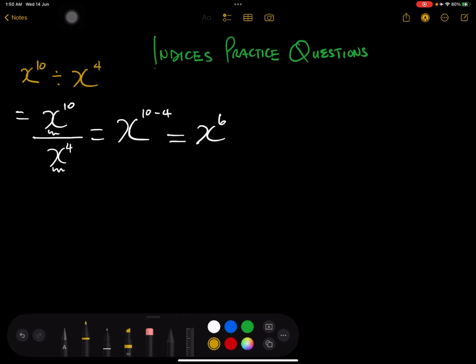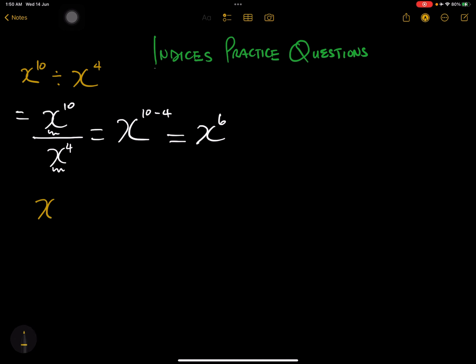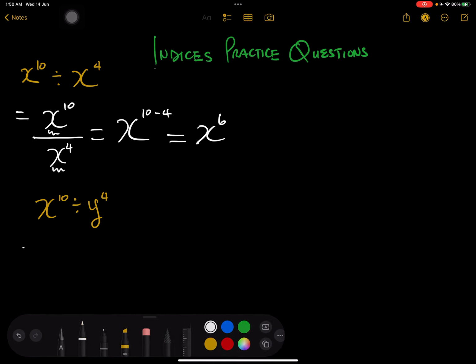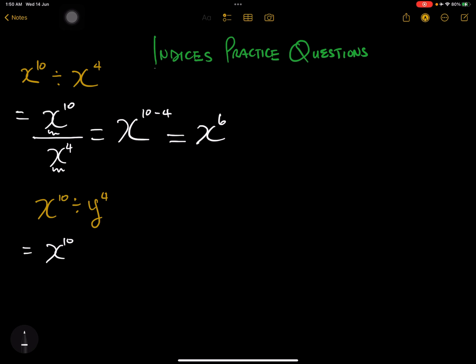Now let's look at this one here. Imagine you have x to the power of 10 divided by y to the power of 4. We can rewrite this as x to the power of 10 in the numerator, and in the denominator you have y to the power of 4. Now here we cannot do anything.